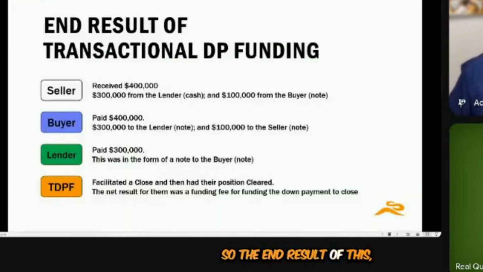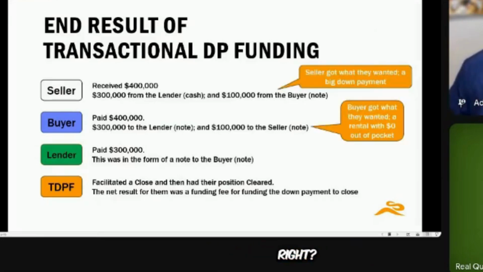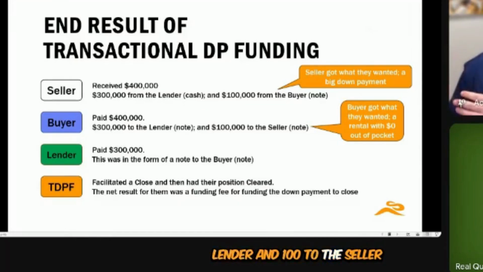So the end result of this, the seller receives the 400 they wanted to sell their property for. 300 of it was in cash, and the other 100 is in a note that the buyer owes them, whatever those terms are. The buyer got exactly what they wanted, right? The buyer, they wanted to buy a rental property with no money. Well, that's exactly what they did. They've put no money out, and they owe 300 to a DSCR lender and 100 to the seller in the seller carryback note. So they're zero out of pocket, have the house and have a couple notes.